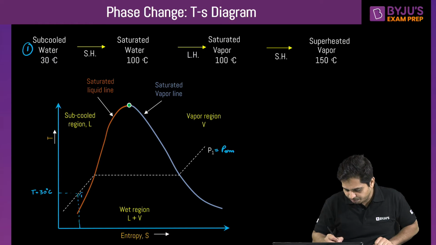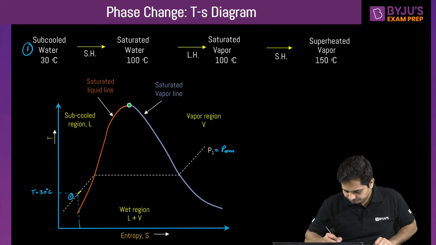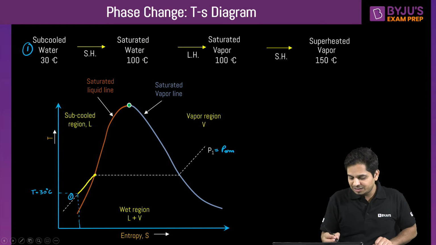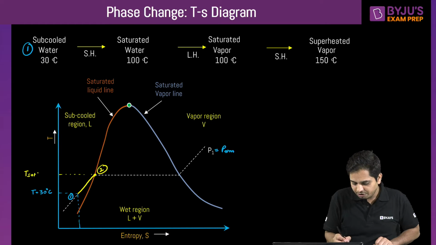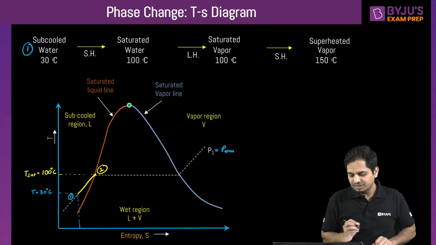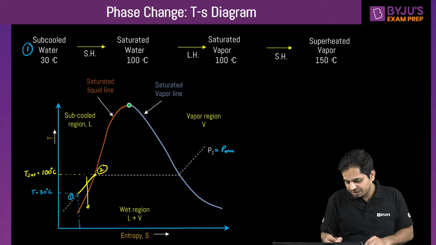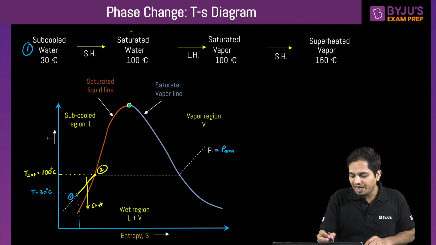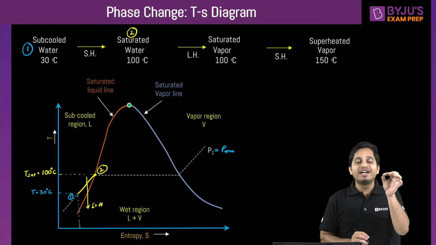So this is point 1. And I am giving heat to this point. This is point 2. And the temperature will increase to T saturation, which is 100 degrees Celsius. And the heat that I am giving here is sensible heat. Okay. So now I have reached point 2, and this point 2 is saturated liquid.